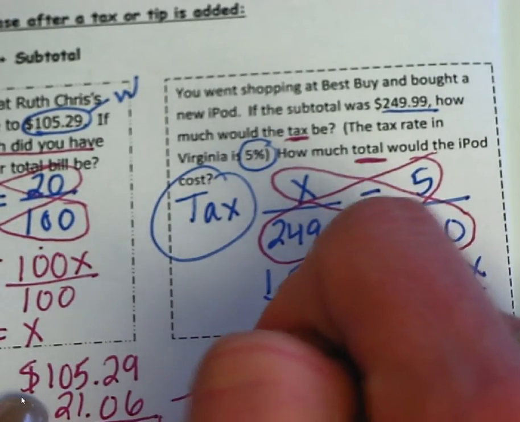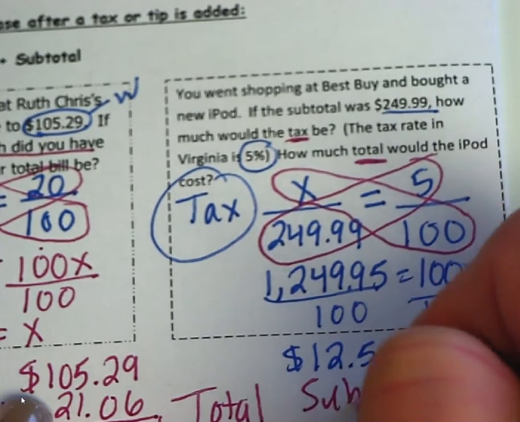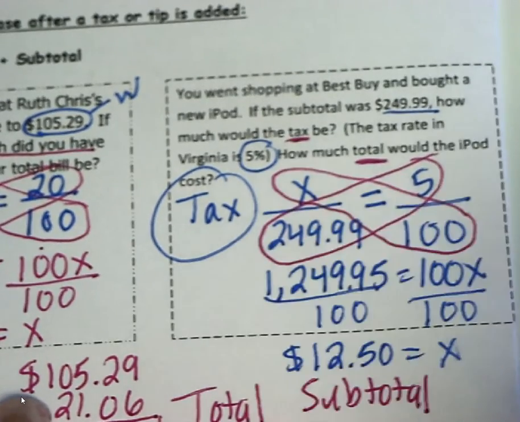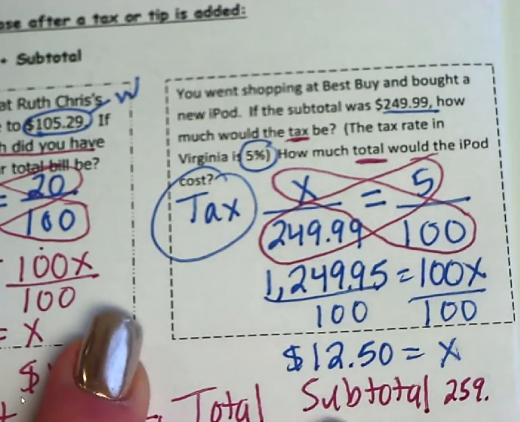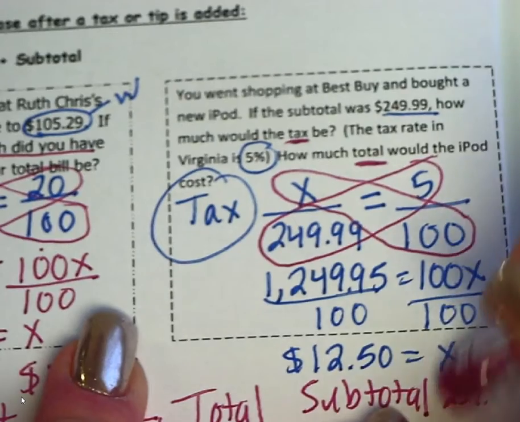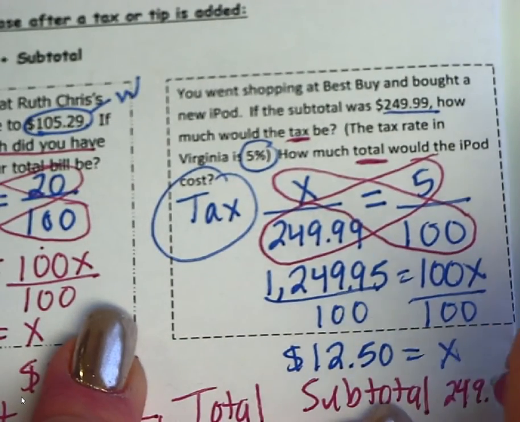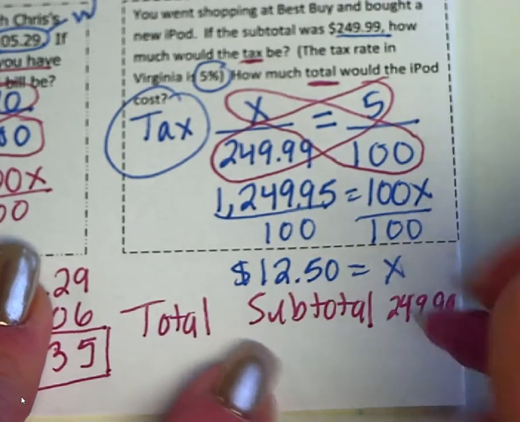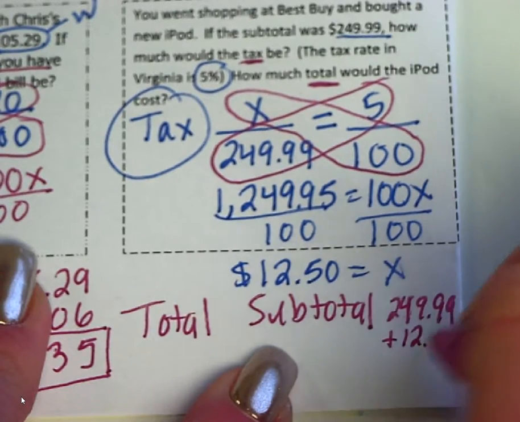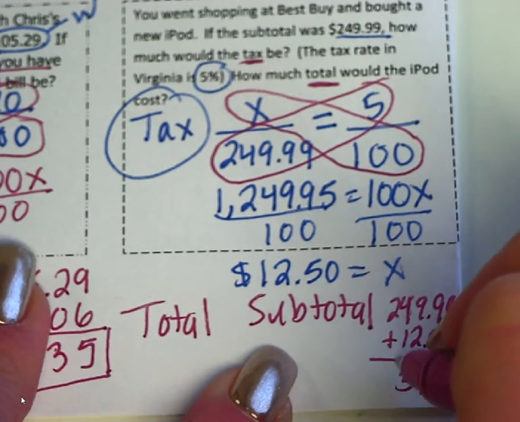So my total is taken from my subtotal, which was $259. Nope, not $259. $249.99. And I'm going to add to that my $12.50. And I get 9, 4, 13.